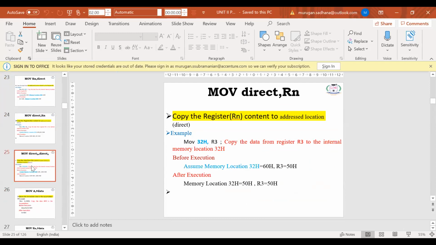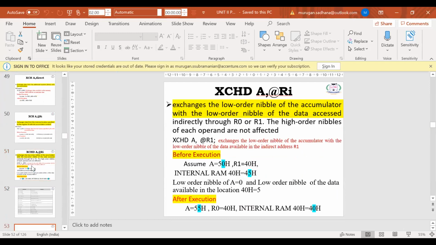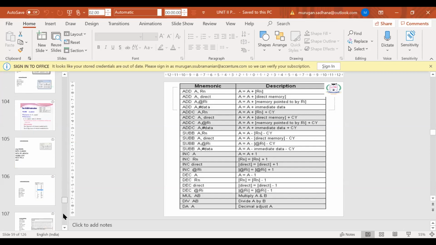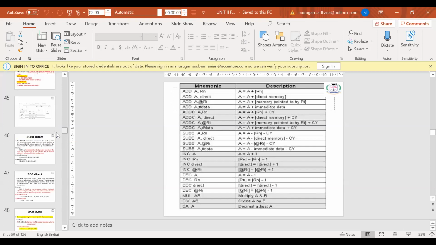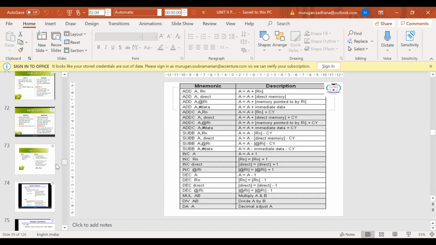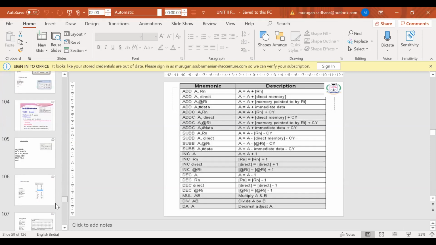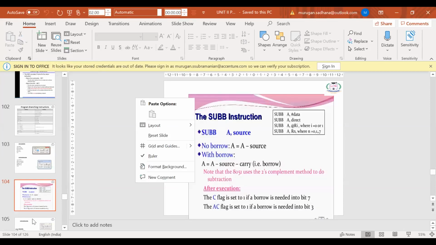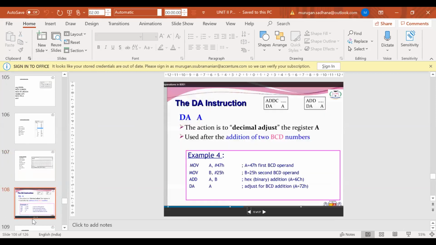Sorry, I have to take this down. Just see: ADD A, Rn is there. ADD A, direct is there. ADD A, @Ri is there. ADD A, #data is there. We don't have ADD A, B. Actually, B is always used with multiplication and division only. I think this slide I put, now only I noticed that it's not ADD A, B, it's ADD A, Rn only, because we don't have the ADD A, B instruction. MUL AB and DIV AB are the only ones available.